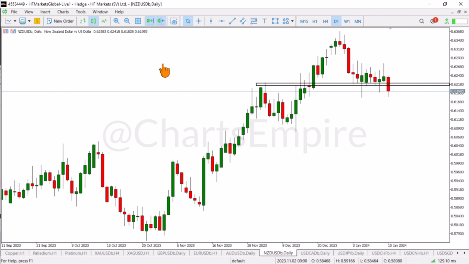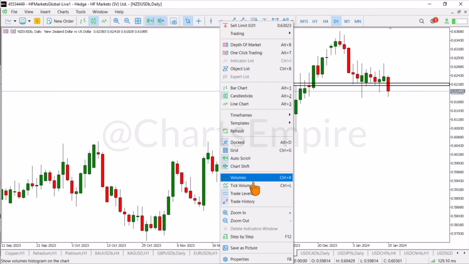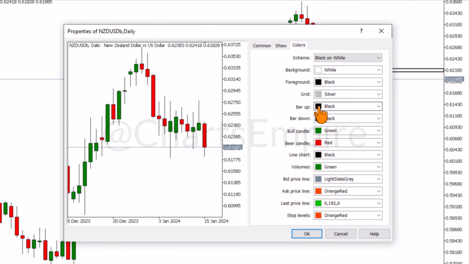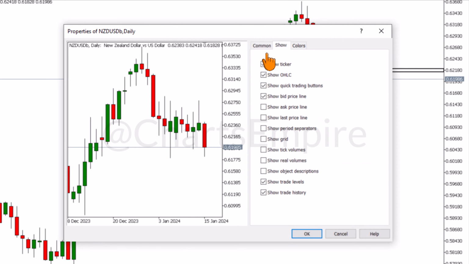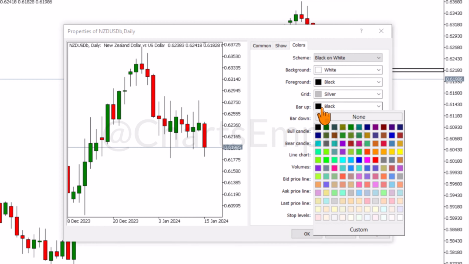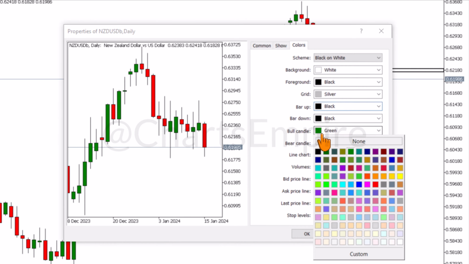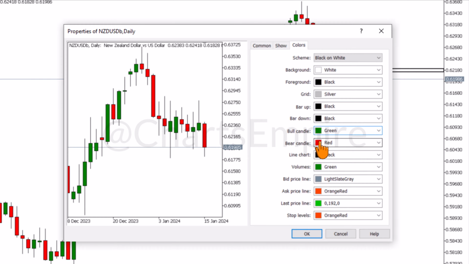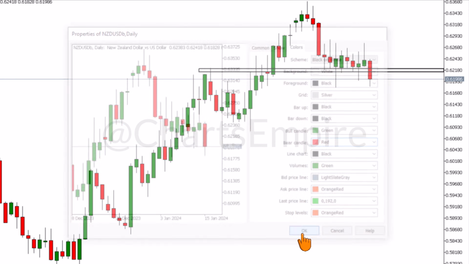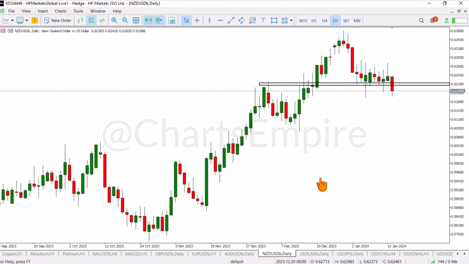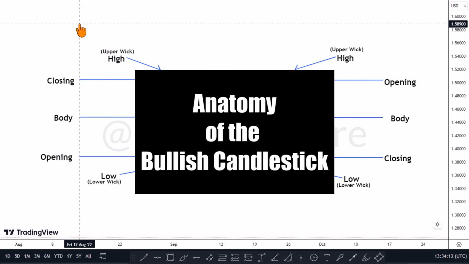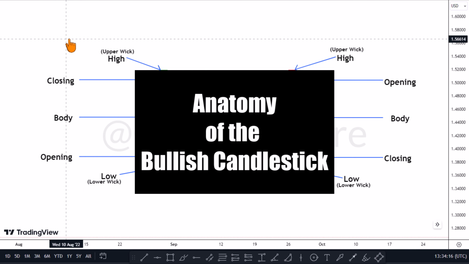On the MetaTrader trading platform, right-click on the price chart and select properties. You will see the option to modify bar up, bar down, bull candle, and bear candle. I have a full tutorial video on how to customize different trading platforms, MetaTrader, TradingView, and others. For more information on how to customize your trading charts, refer to the description of this video. Let's delve into the anatomy of the bullish candlesticks.